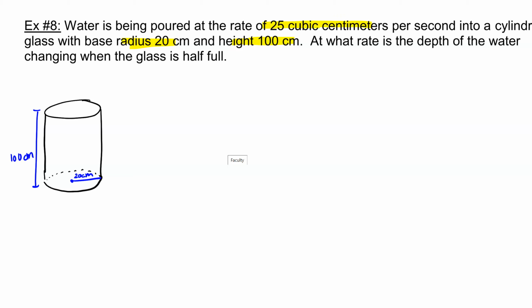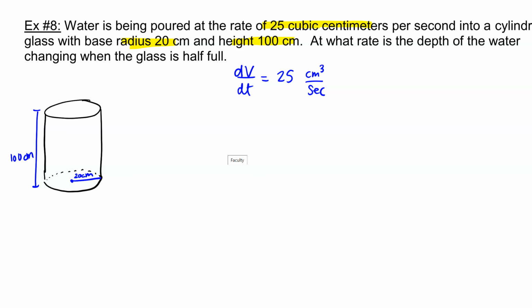So what quantity is that? Volume, right? The volume is changing. Cubic centimeters is volume. So dV/dt is going to be 25 centimeters cubed per second. Are we increasing or decreasing? Increasing, because we're pouring water in. It'd be different if we were pouring water out. Gotta read the full problem. Okay, what else do we know?